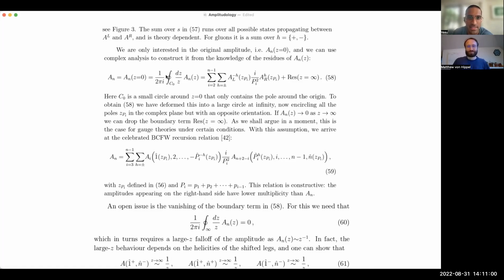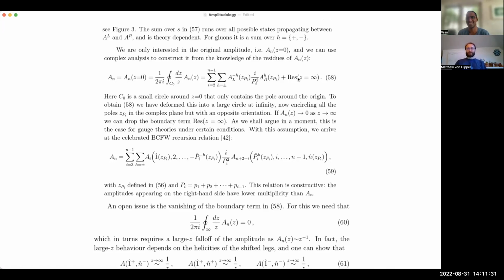And what we will find is that the residues of this object allow us to construct it completely, and we know what the residues are. They're given in terms of these AL and AR objects, plus a residue at z equals infinity, which I suspect we're allowed to ignore, as we tend to. Or at least, if you can't, it doesn't work, is maybe the statement.